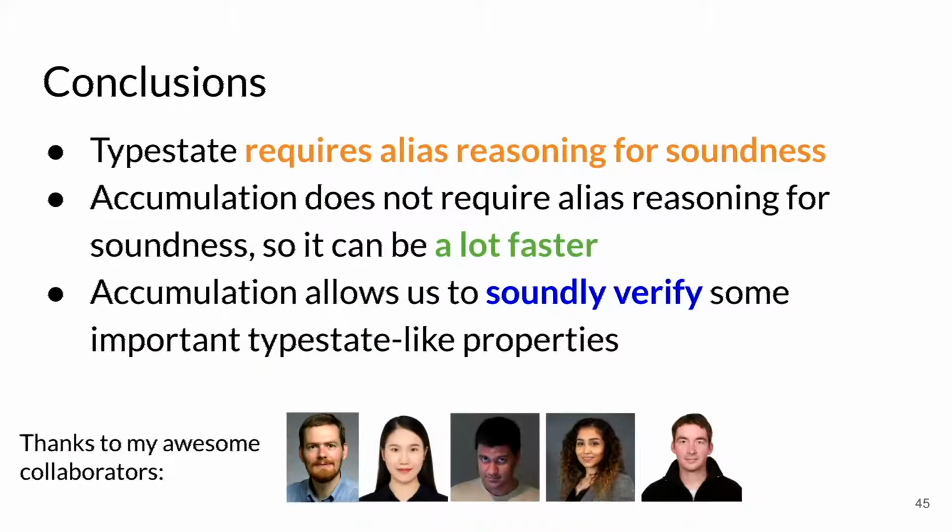So that's it. Type state requires alias reasoning for soundness. It's a cool, well-studied approach, but hasn't been deployed very much because it's very expensive. Accumulation does not require that, so it's a lot faster, so it's a lot easier to deploy. And it allows us to soundly verify some important type state-like properties.